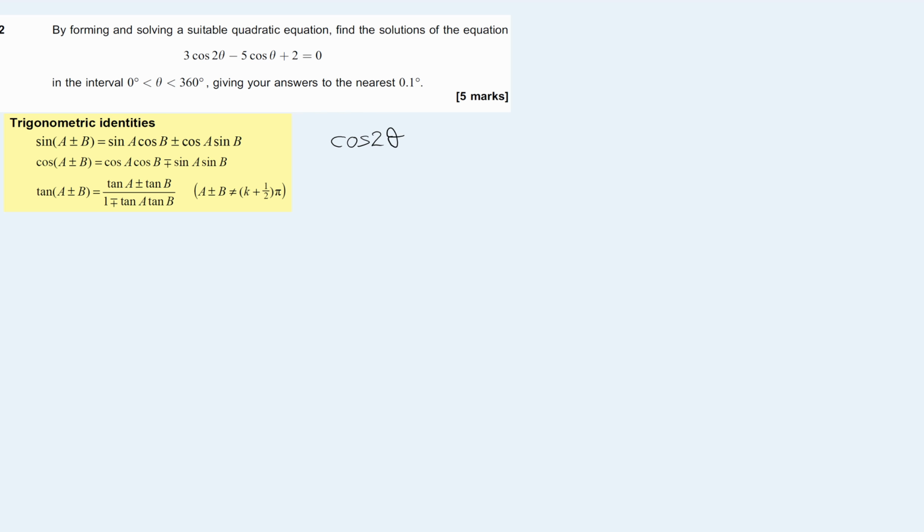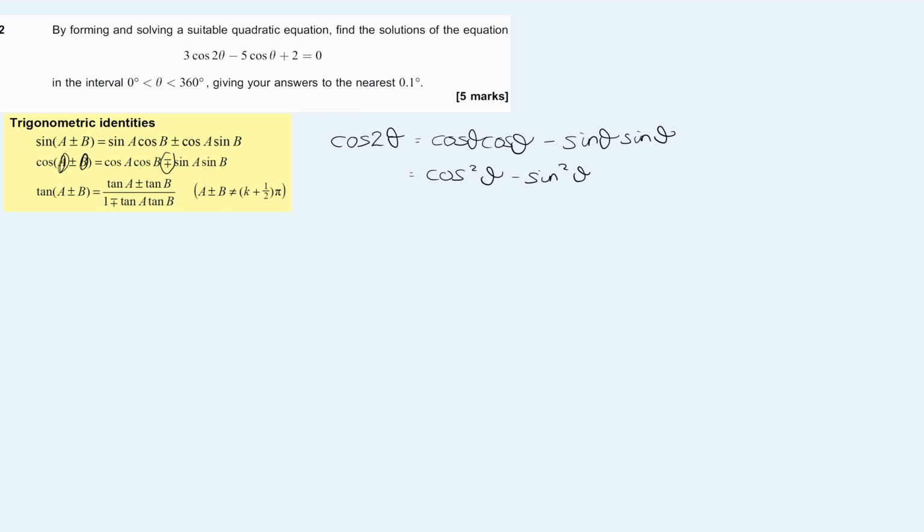So cos 2 theta, using this formula book, effectively A becomes theta and B becomes theta, and they're added together to give me cos 2 theta. The thing to really make sure you do here is include the right symbol, so it's a minus. So we're going to write this one as cos theta cos theta minus sine theta sine theta. So that's the same as saying cos squared theta minus sine squared theta.